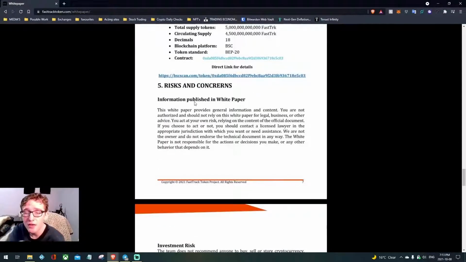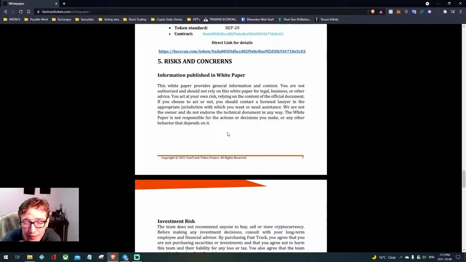Risk and concerns. Information published in the white paper. This white paper provides general information and content. You are not authorized and should not rely on this white paper for legal, business, or other advice. You act at your own risk, relying on the content of the official document. If you choose to act or not, you should contact a licensed lawyer in the appropriate jurisdiction with which you want or need assistance. We are not the owner and do not endorse the technical document in any way. The white paper is not responsible for the actions or decisions you make or any other behaviors that depend on it.